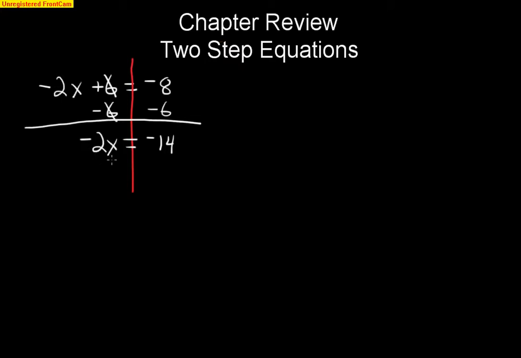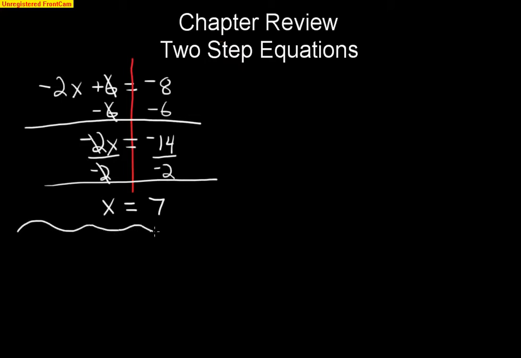Again, we've got to get the x by itself, and there's a negative 2 times x. The opposite of times is to divide, so we're going to divide by a negative 2, and divide this side also by a negative 2. On the left-hand side, the multiplication and division cancel each other out, and that leaves us with just x. Then we have a negative 14 divided by a negative 2, and dividing two negatives gives you a positive, which happens to be 7. So x equals 7.